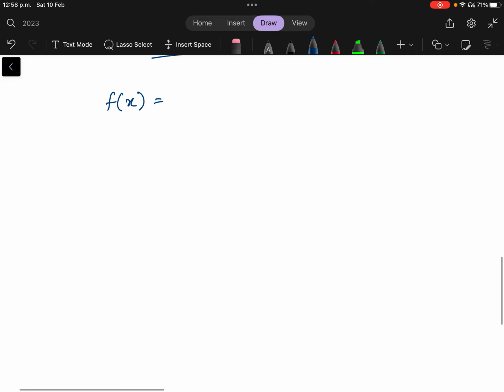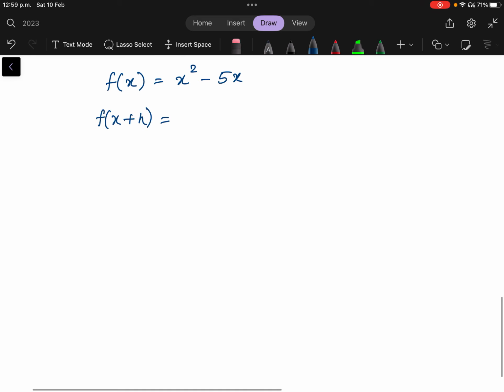So this time the question is x square minus 5x. This also we have to do with first principle. So the method is, first you find f of x plus h, which is equal to x plus h the whole square minus 5 into x plus h. Okay, I can simplify it here itself, or I can simplify it later. Let me just do it here itself.